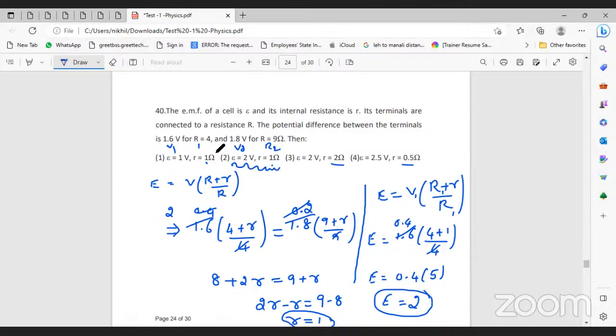Internal resistance will be 1 ohm. So option B will be the right answer. So EMF will be 2 volt. Internal resistance will be 1 ohm.